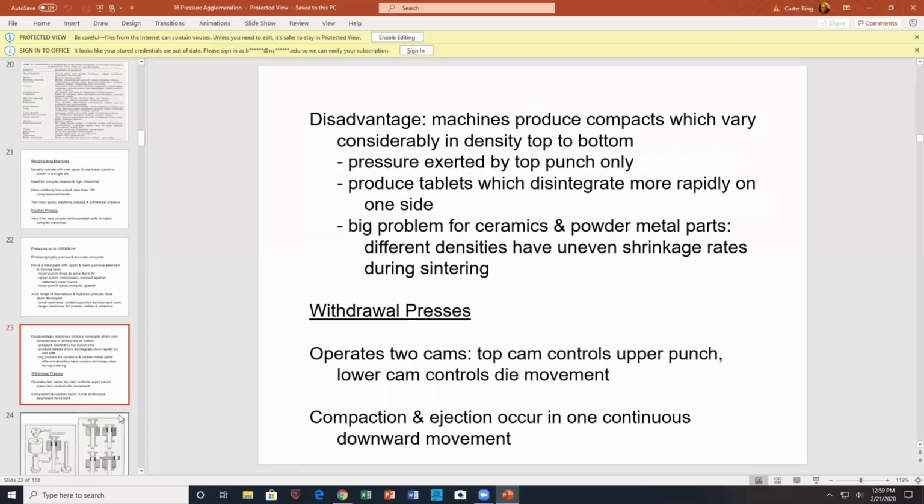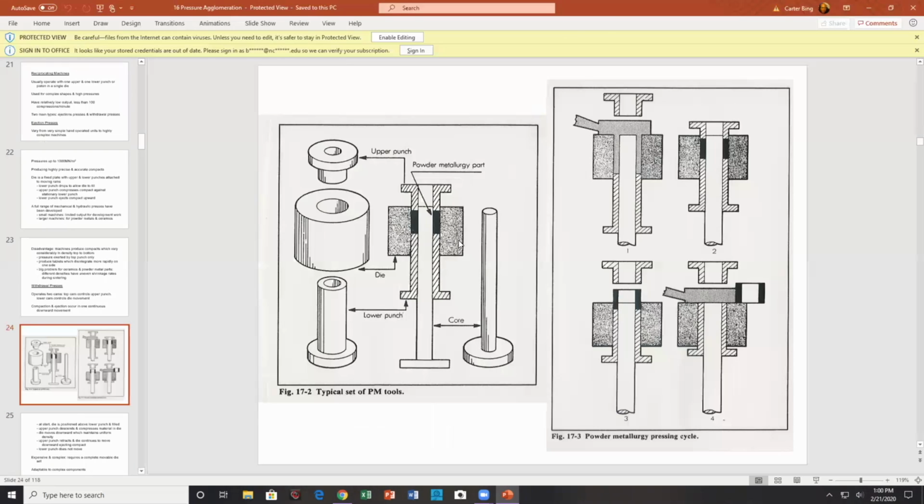So what do we have here? Disadvantages. It produces compacts with considerable variation in density from top to bottom, because pressure is exerted by the top punch only. It produces tablets which disintegrate more rapidly on one side. This is a big problem for ceramic and powder metal parts, since different densities have uneven shrinkage rates during sintering. Here's a picture of what we're talking about.